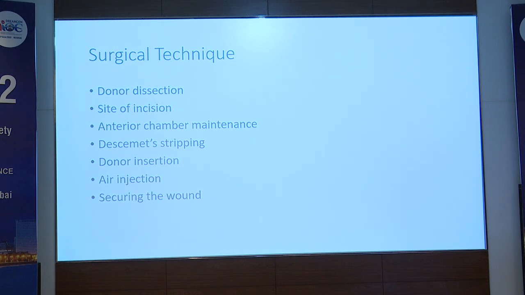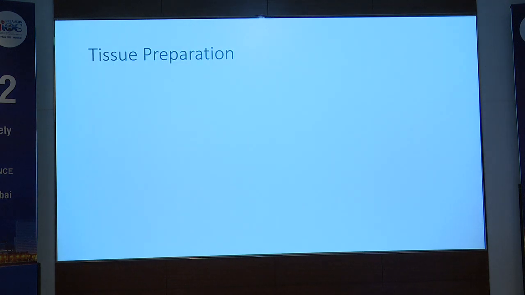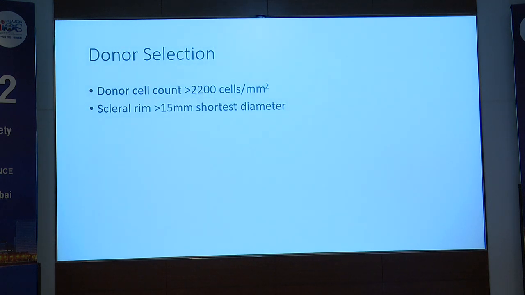So the surgical technique is quite simple. The first step is to prepare your donor tissue. Second is to decide how you would do your surgery in terms of site of incision, anterior chamber maintenance, Descemet stripping, donor insertion, air management, and securing the wounds. Tissue preparation starts with selecting a proper tissue. Usually any donor which we get from the eye bank having a donor cell count of more than 2200 cells is good enough.